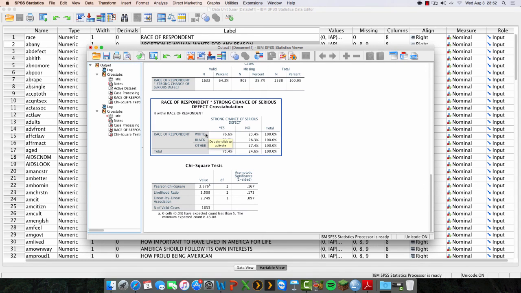Once again, reading across here, we get 76.6% of whites say yes, a woman should be allowed in the case of serious birth defects, and 23.4% saying no. You can read down here. 71.7% of black folks say yes, 28.3% say no. And in the other group, 72.6% say yes, and 27.4% say no.